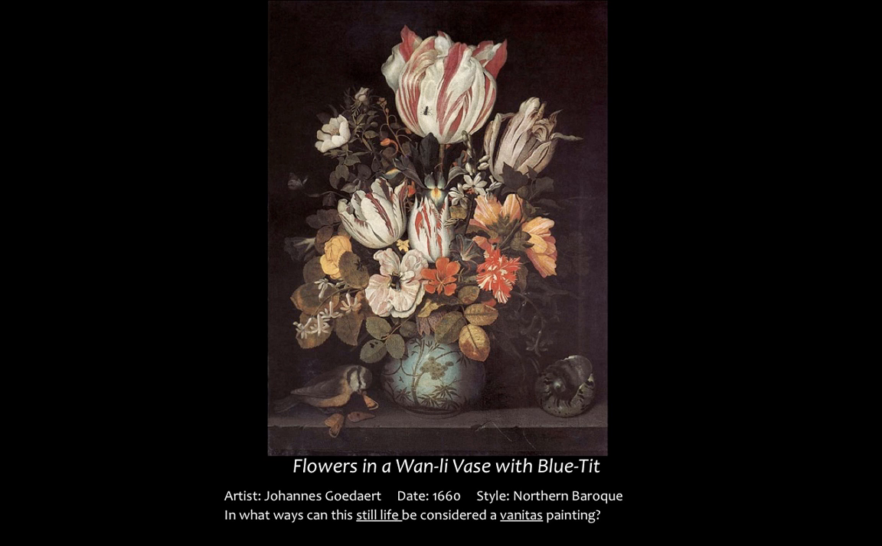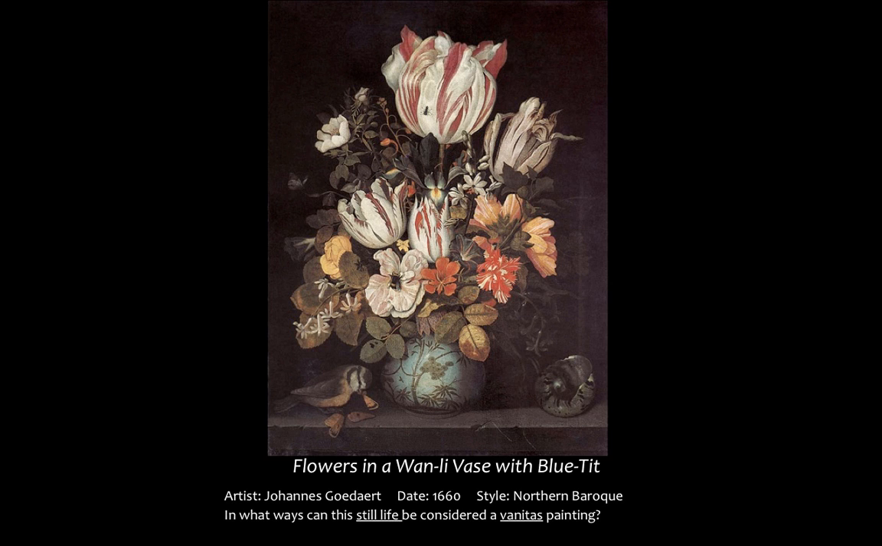So in this painting, this is by Godard, Northern Baroque style. It's flowers in a Wanli vase, and that's just the type of vase here. This Asian vase called a Wanli vase with a blue tit, and the blue tit is the name of this bird over here. So let's work through a few symbols.